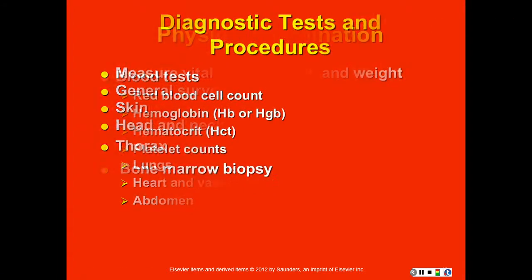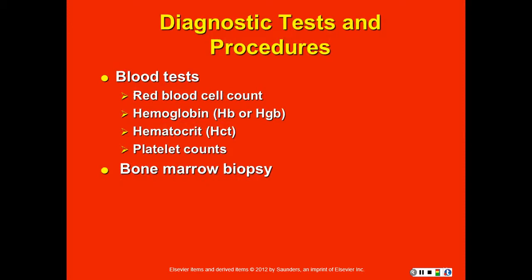Now let's talk about some of the diagnostic tests and procedures that you're going to see with patients who have hematologic problems. Of course, we're going to do blood tests. Of course. It's a blood issue, right? We're looking for cell function and cell numbers. And our primary one is going to be a CBC or a complete blood count.